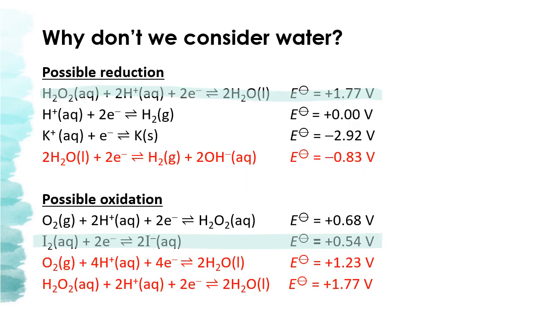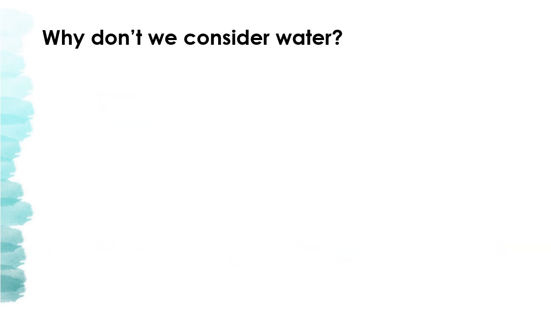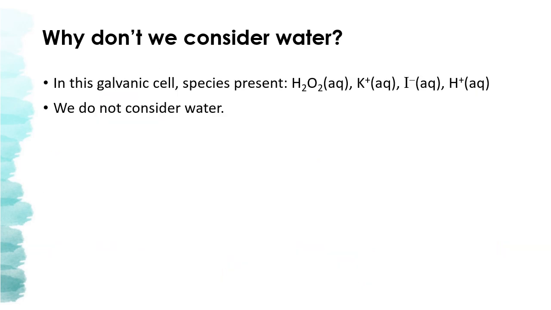So do we need to consider water for the question in checkpoint 5? First, we take a look at the data that can be found in the data booklet. Water can be reduced as well as oxidized, so they are given in red on this slide. But even if you include water, they still do not need to be taken into consideration, because I would have chosen plus 1.7 volt for reduction and plus 0.54 volt for the oxidation. So to conclude, we do not need to consider water.